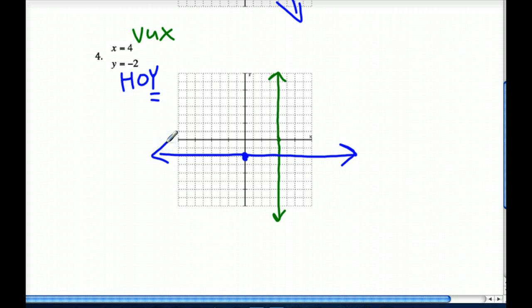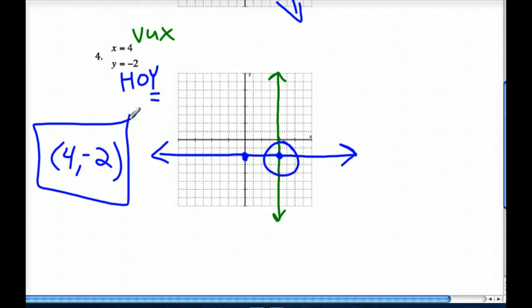Put a big old point where they intersect and circle it. Angie, what are the coordinates of that point? It is 4, -2. Correct. 4, comma, -2. That's all we're doing today, guys.